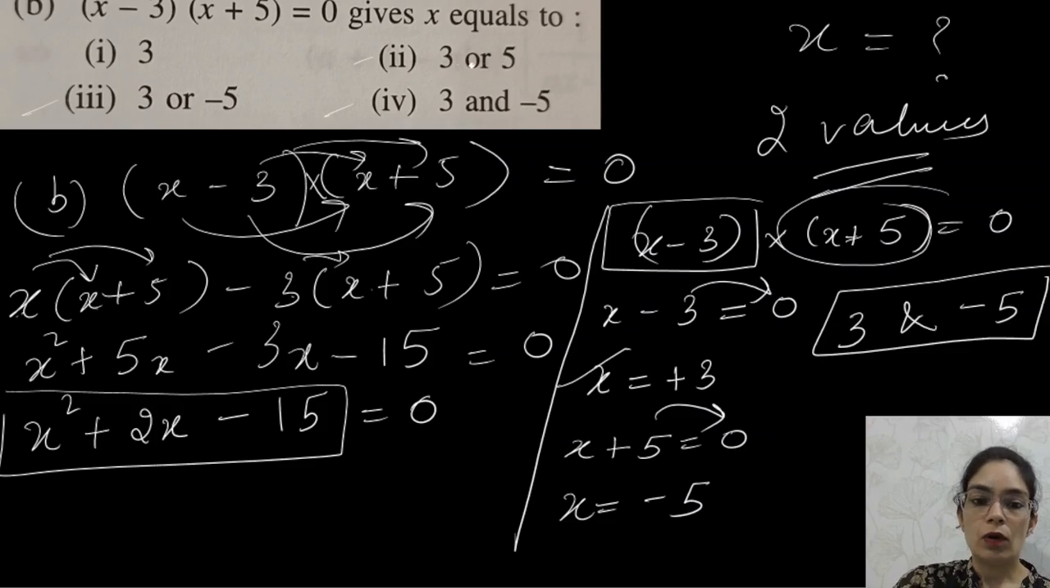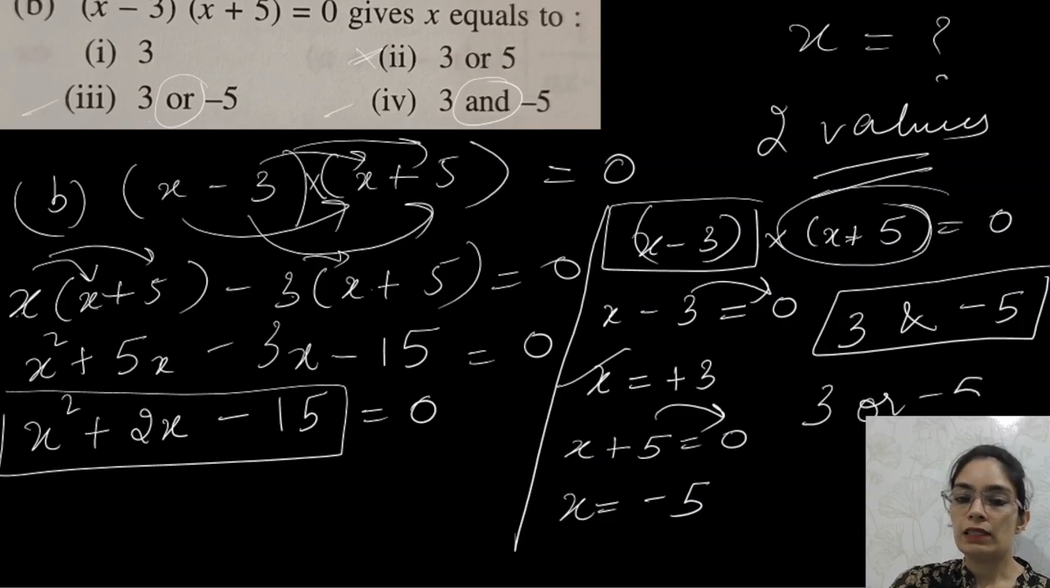But now see, the option with 'and' is also there, so 3 and minus 5 is there, which means option number 2 is also not the answer. Now you have to choose between the options with 'or' and 'and'. So in these types of answers, what do we write? 'Or': 3 or minus 5. So why do we write 3 or minus 5, if both of these are answers?